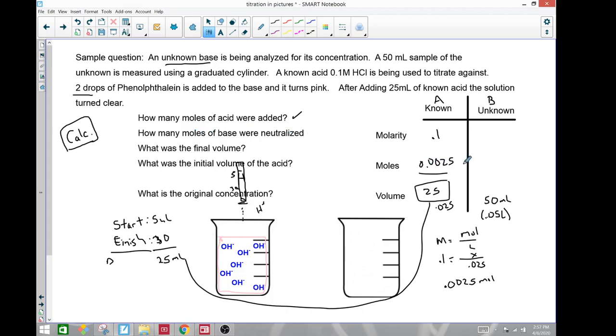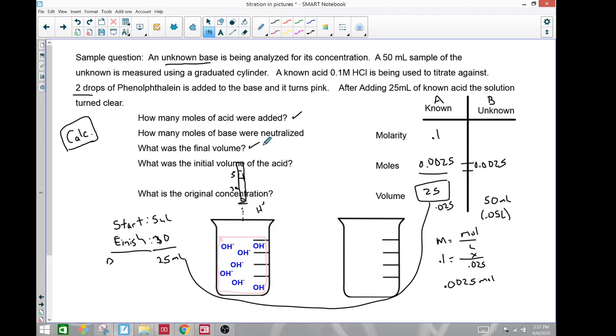Well, this is the part where the known and the unknown compare. They're the same, okay? If we couldn't make this connection, the equivalence point, then we'd have no comparison between the two. So this is what we're using, 0.0025.